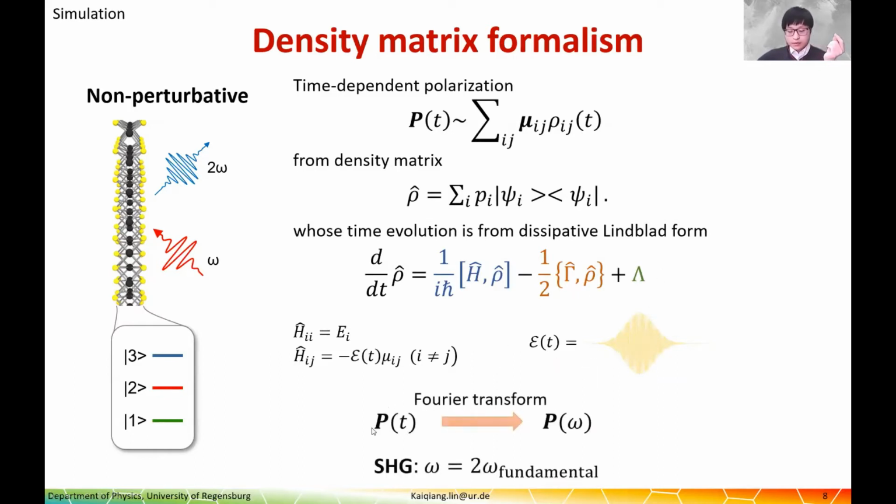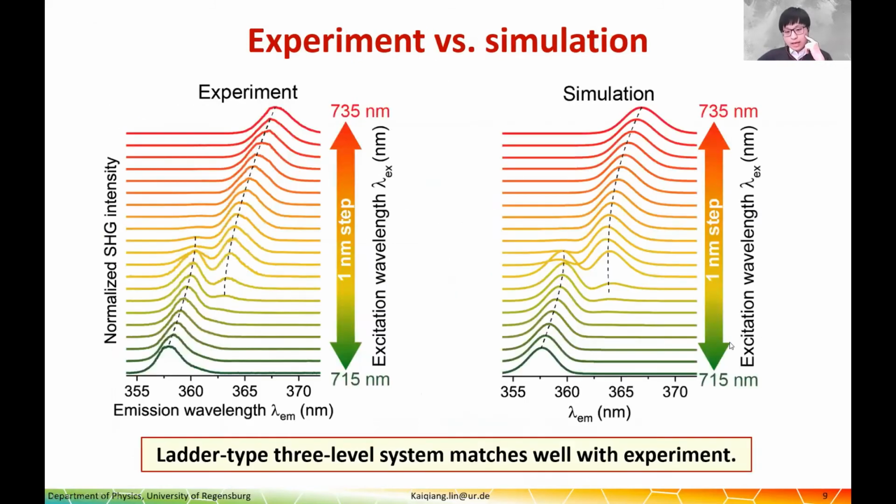From there, we can do a Fourier transform from the time-dependent polarization to the frequency domain. By looking at the 2 omega frequency, we get the second harmonic generation. And surprisingly, with the three-level system, we can immediately reproduce what we see in the experiment, appearing as anti-crossing behavior.